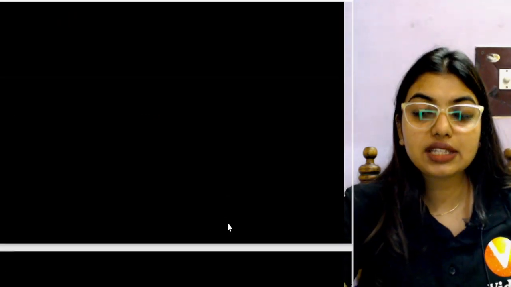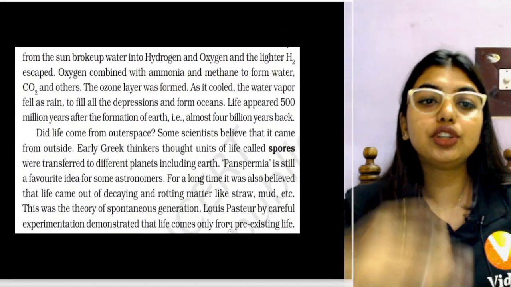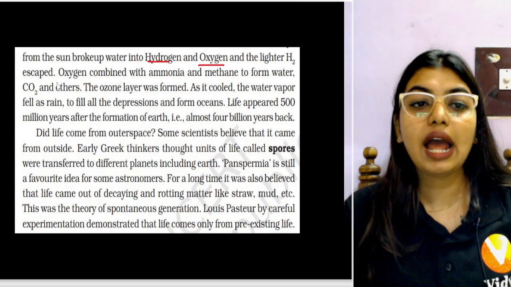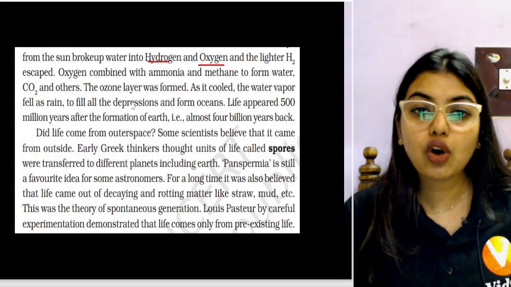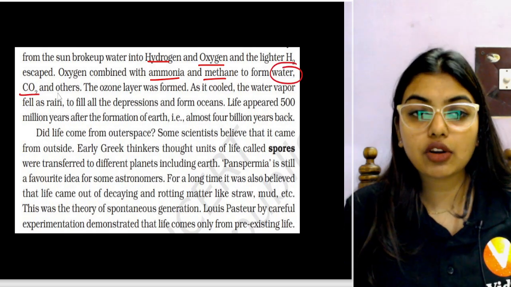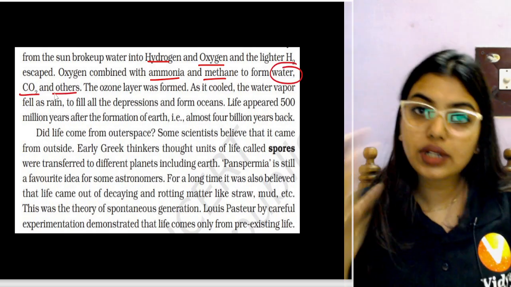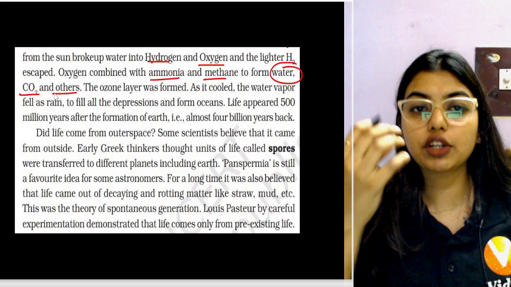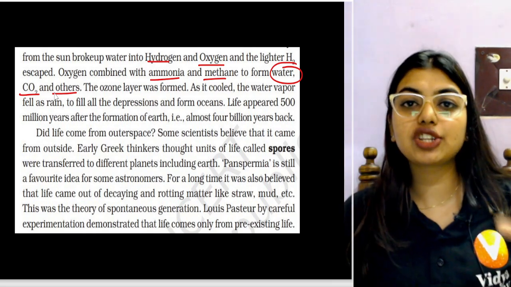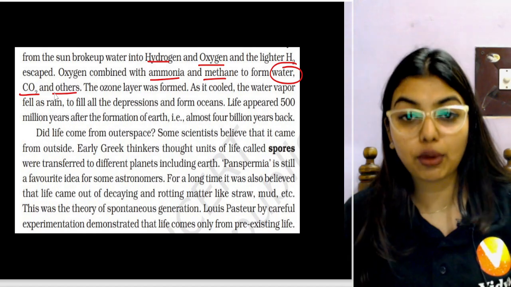The UV rays from the sun broke water into hydrogen and oxygen, and the lighter hydrogen escaped. Oxygen combined with ammonia and methane to form water, carbon dioxide and others. The ozone layer was formed. As it cooled, the water vapor condensed and fell as rain, and wherever there were depressions, that water filled them and formed the ocean.